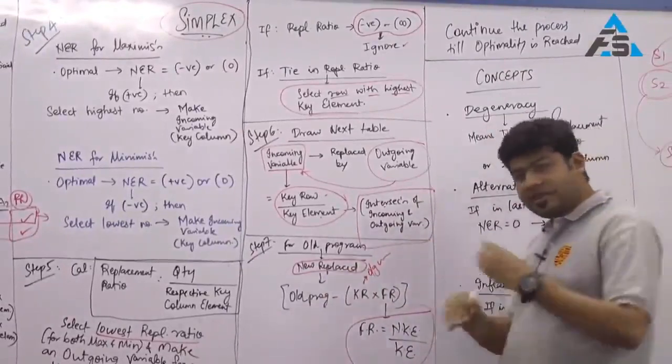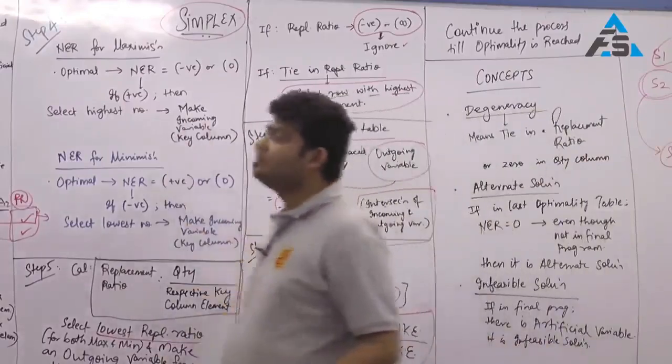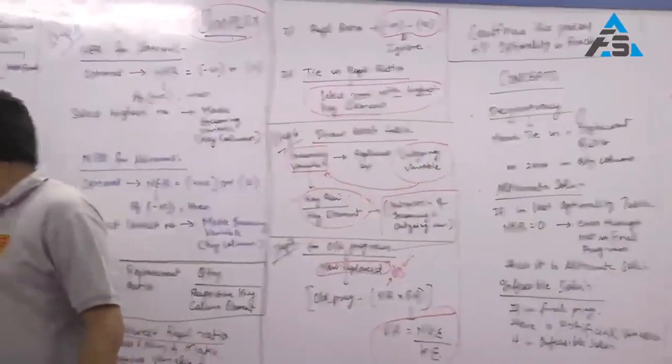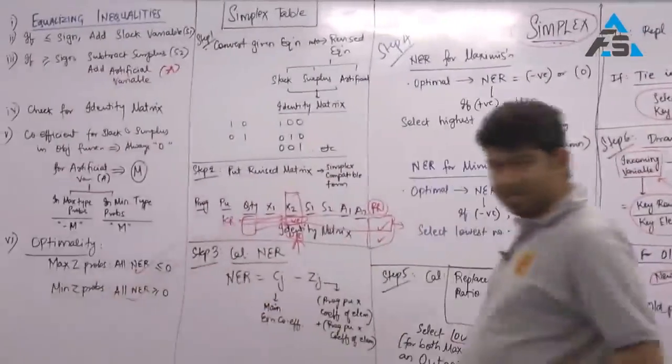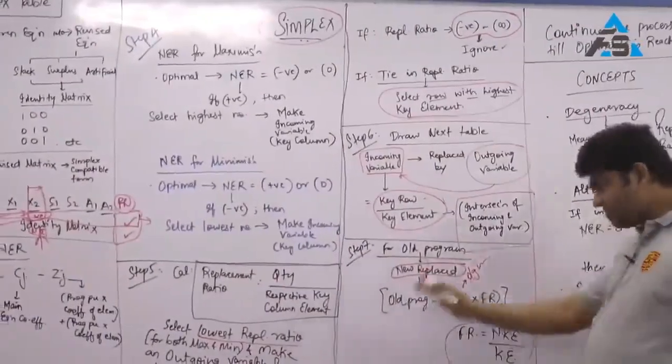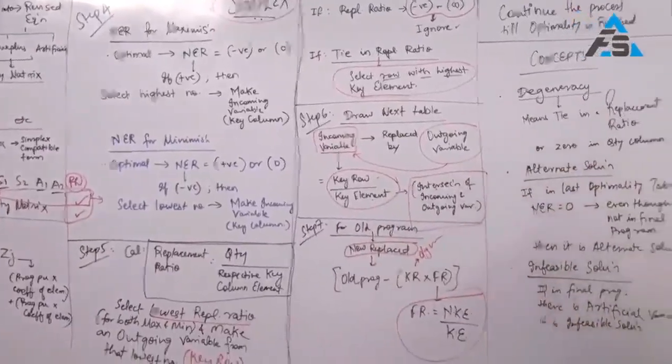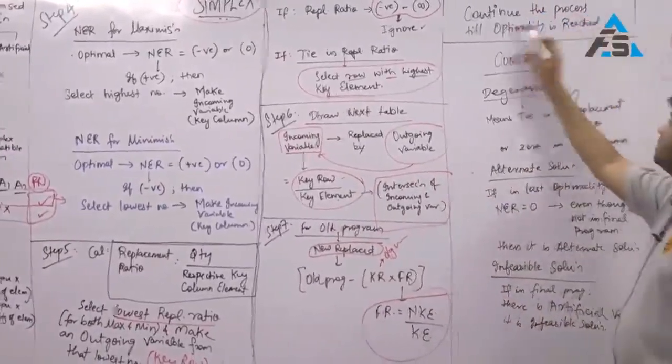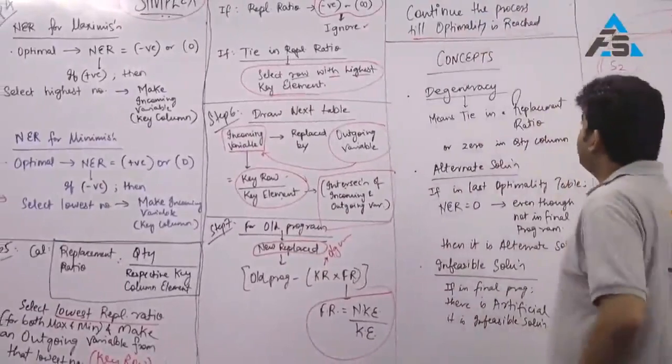This process will now again continue with my NER. With NER I will check whether optimality has been reached. If yes, then I will say I am done with the question. If not, the process will be reiterated. Continue till optimality is reached.